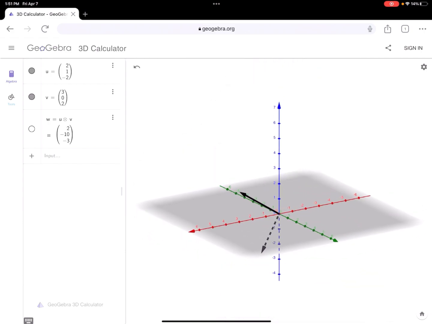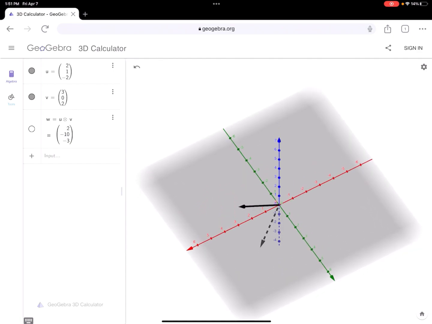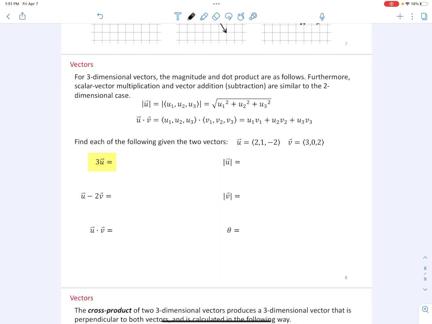And if you do their dot product, you can use the dot product to again find the angle that's between them. So 3 times vector u, well here's vector u, let's triple it. Just triple all the components. So triple 2 is 6, triple 1 is 3, and triple negative 2 is negative 6. This would be the components of triple u. And the result would be a vector that points in the same direction as u, but is 3 times as long.